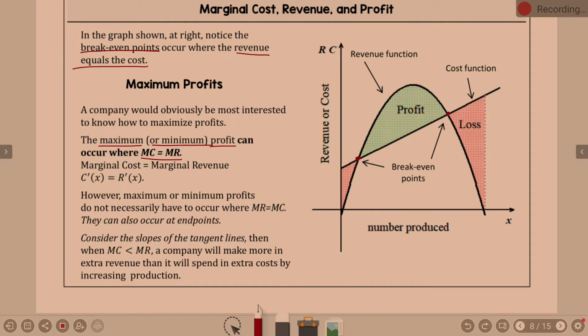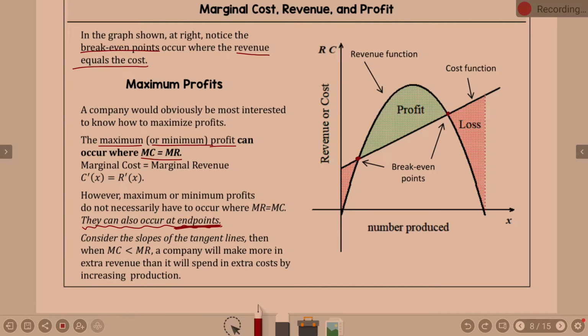This is hugely important right here. They can also occur at endpoints. There are several examples as we proceed where we need to remember to consider endpoints, not just where marginal revenue equals marginal cost. Okay? And we will look at some of those. Consider the slopes of the tangent lines. Then when marginal cost is less than marginal revenue, a company will make more in extra revenue than it will spend in extra cost by increasing production.